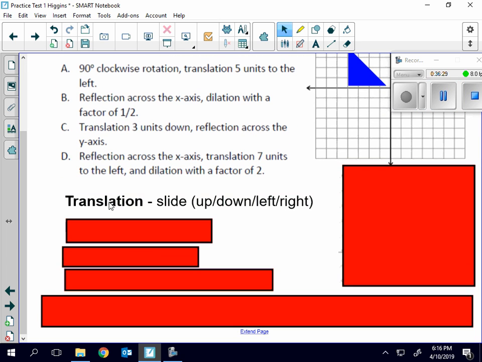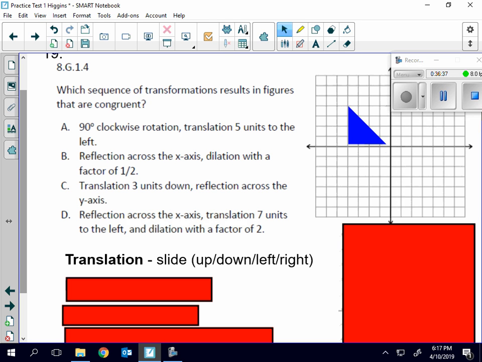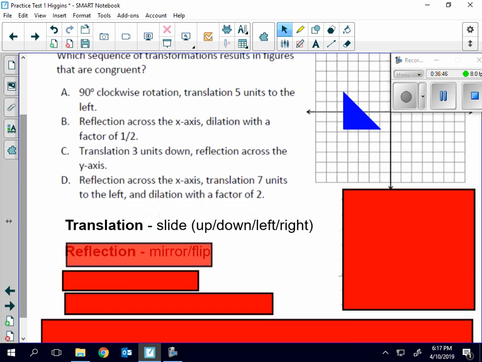Transformations, we've got a translation. That's a slide. Write that down. And then look up here, a slide. I'm sliding it down, up, right, left. That's a translation. Remember that one? And a reflection is a mirror or a flip. You should be writing all of these down.